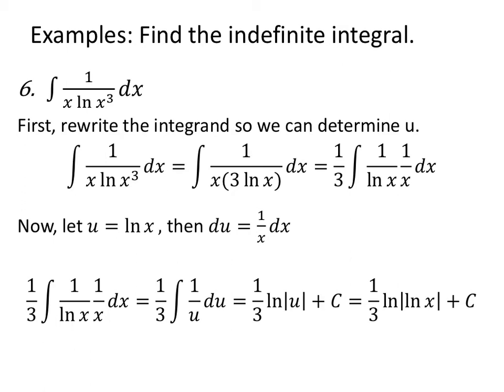The integral of 1 over x natural log of x cubed dx. First, we're going to rewrite the integrand so that we can determine what our u value is. And 1 over x natural log of x cubed can be rewritten with the power rule of logarithms as 1 over x times 3 natural log of x. That 3 comes out in front as 1/3 once we move it. Notice these are all being multiplied together, and so I've switched the order: 1/3 the integral of 1 over natural log of x times 1 over x dx.